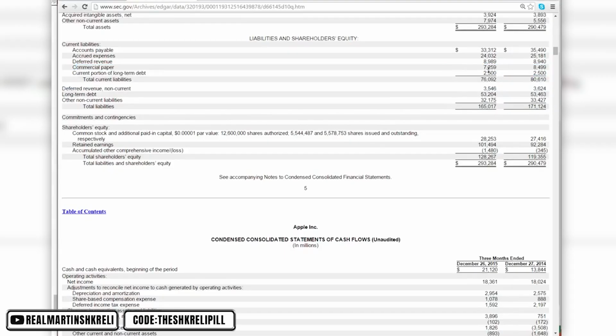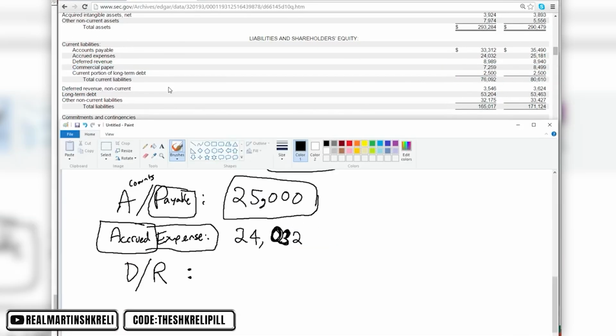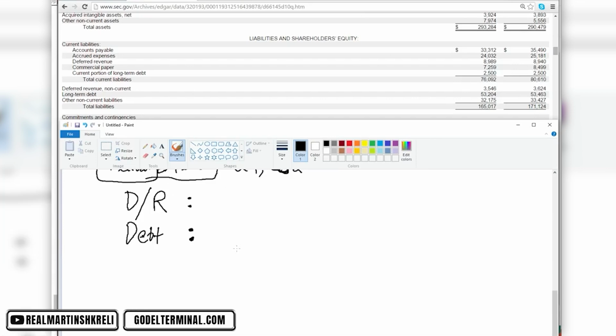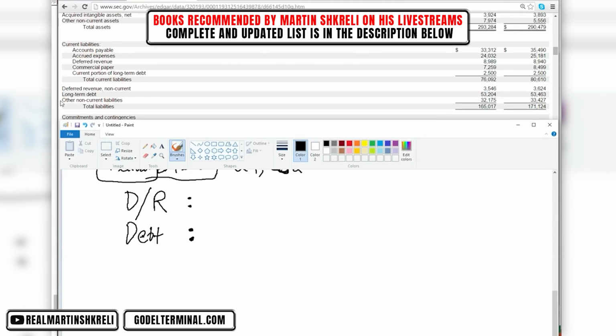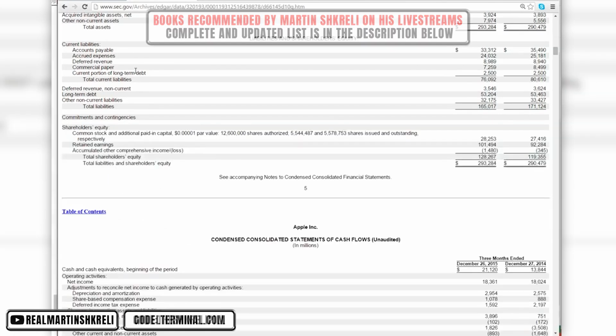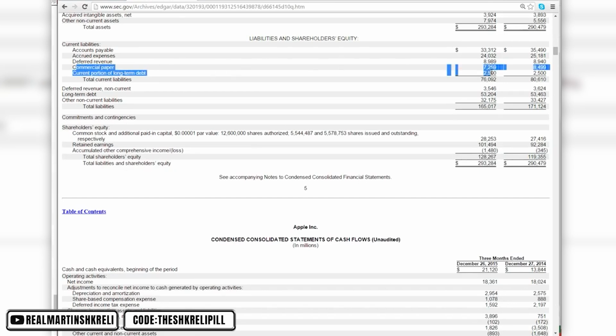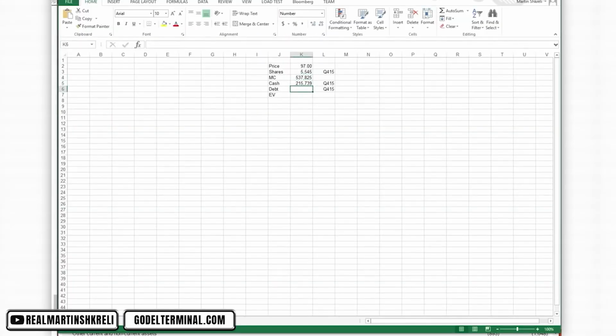Commercial paper, that is debt. Just like there's a bunch of different kinds of cash, there's a bunch of different kinds of debt. Commercial paper is literally loans from banks and things like that. Debt is debt sold to the debt markets. So all of this is money we borrowed, basically. If you look at all the debt that Apple's borrowed, I'm going to start with the current, I'm going to start with commercial paper. There's 7.3 billion of that. I'm going to go to Excel and put that in here. 7259. They've got current portion of long-term debt, 2.5 billion. And then they have long-term debt of $53,204,000,000.